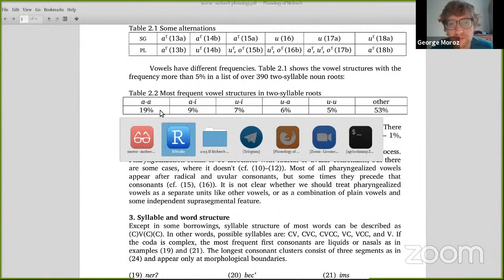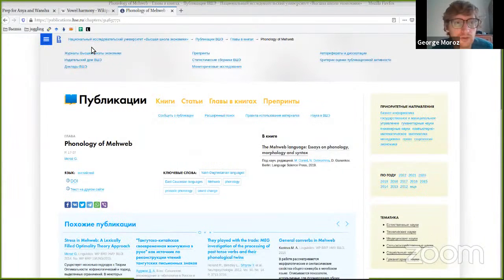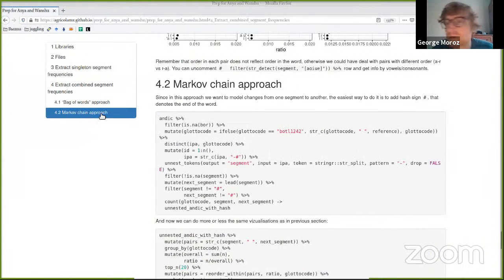This is actually the difference between those methods. If you have a bag of words, you treat them as a bag. So what is the probability of two sounds appearing in one word?